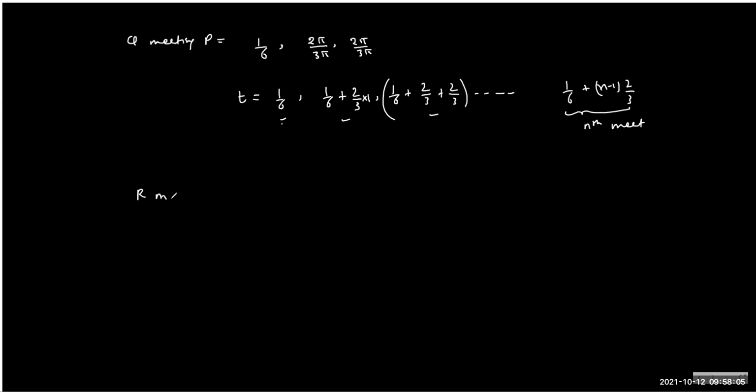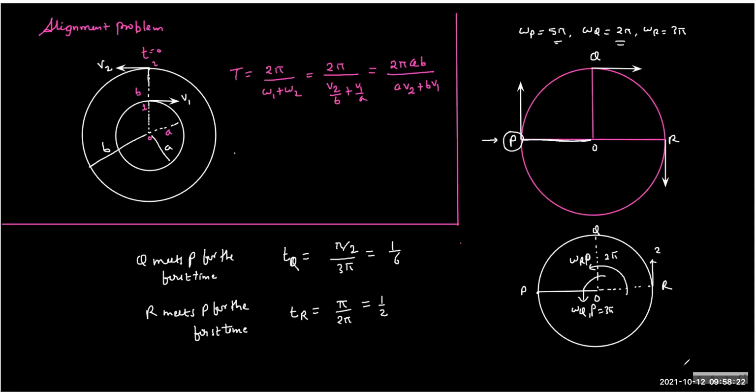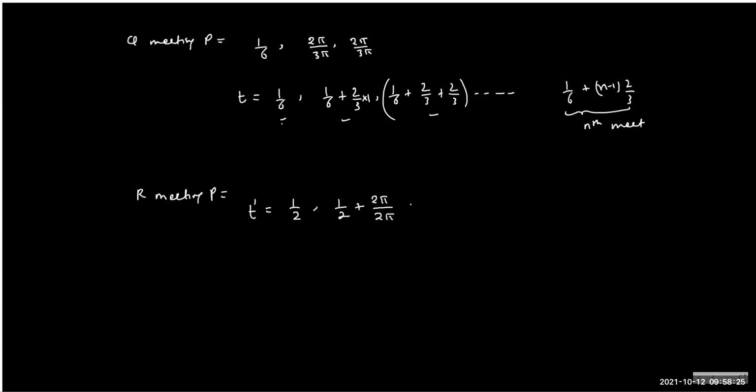Now R meeting P. The first answer was 1 by 2. That's called T dash. The second answer was 1 by 2 plus 2 pi by 2 pi, because 2 pi is the angular velocity. Right? Yes, correct. And then the next will be 2 pi by 2 pi, and again 2 pi by 2 pi, and so on. So the value of P is pretty easy: 1 by 2, 1 by 2 plus 1, 1 by 2 plus 2, 1 by 2 plus 3, and so on.